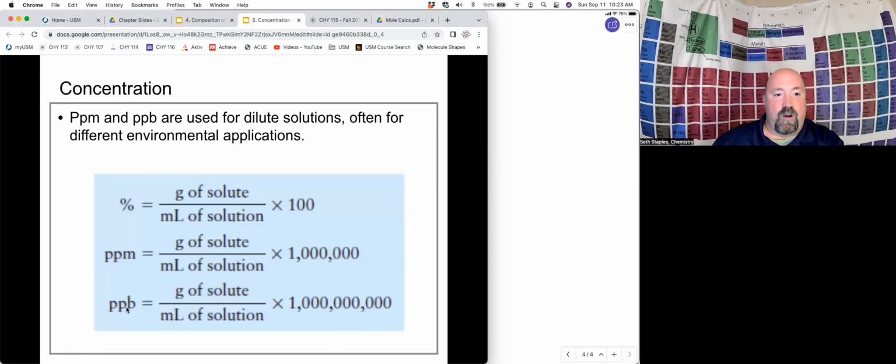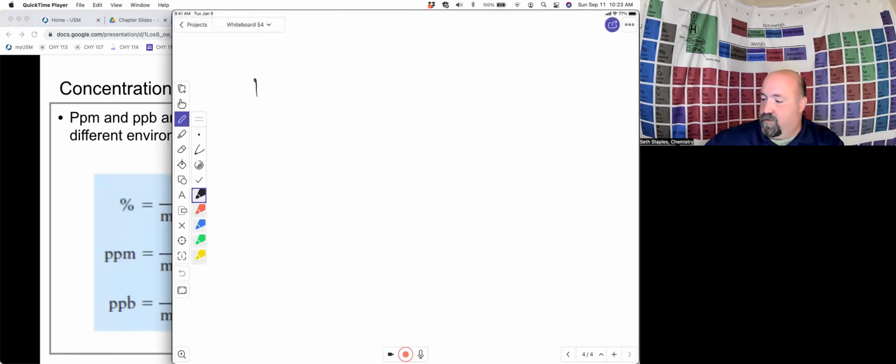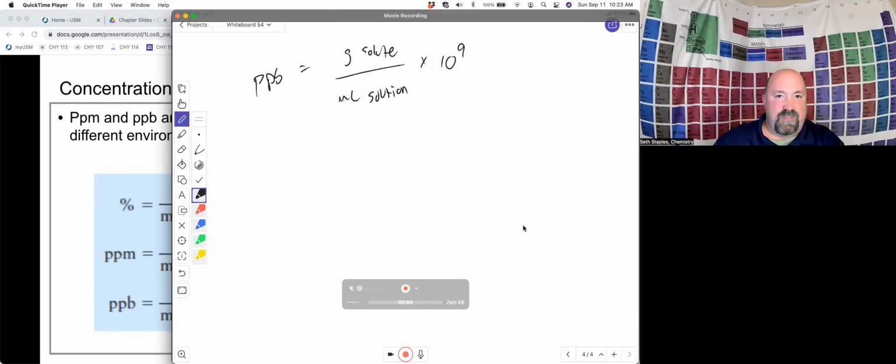So let's look again at our calculation. So ppb equals our grams of solute divided by milliliters of solution times a billion, or times 10 to the ninth.